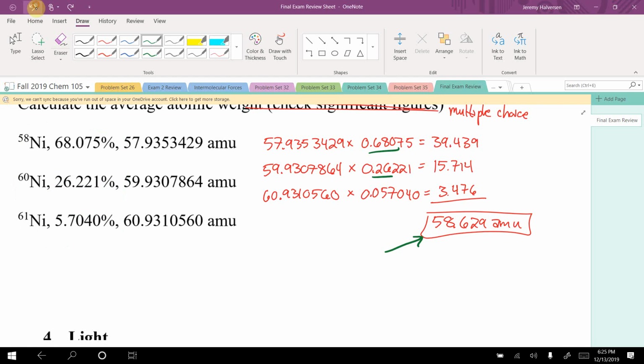Let's say I didn't give you this one, I didn't give you this one, but I did give you that. Okay, what would I have to do? I'd have to say, all right, this is x. And then this one is what? 1 minus 0.68075 minus x. Because that part still needs... So, does that make sense?